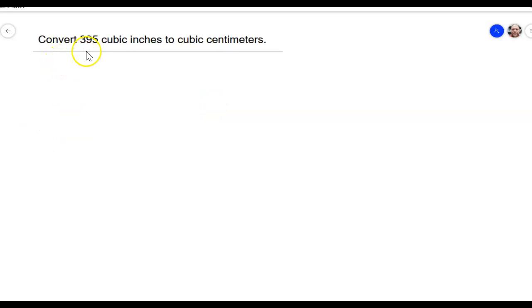It says convert 395 cubic inches into cubic centimeters. These ones are a little bit trickier than normal unit conversion problems because we're not dealing with distance problems, we're dealing with volume problems. So we have to think of these a little bit differently than we do the normal ones.